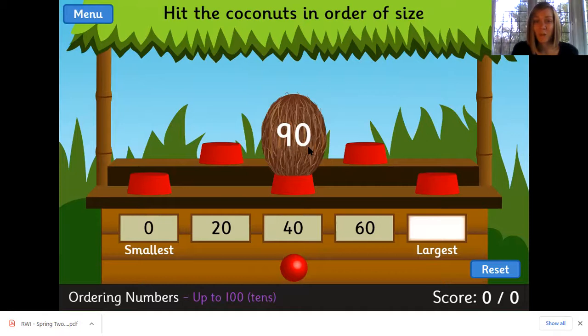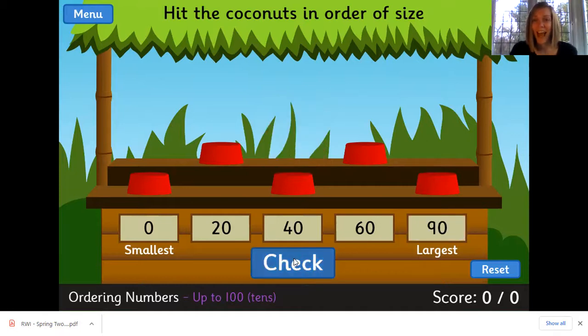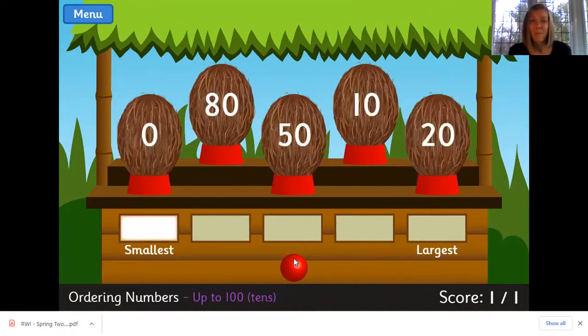90. Should we check our answers? Excellent. Good job, everybody. Now we've got 5 more to order. So see if you can rub your boards off and have a go at ordering these next ones. So I'm going to rub my answers off and I'm going to go for the next one now. Remember, we're going from the smallest to the largest number. Write them on your whiteboards.